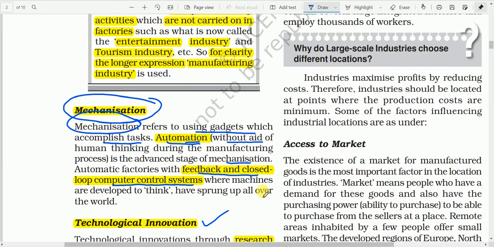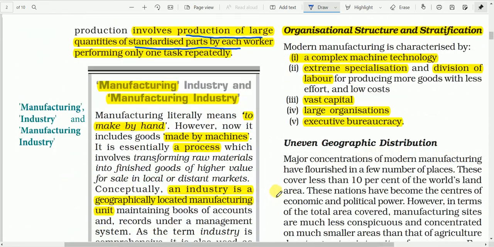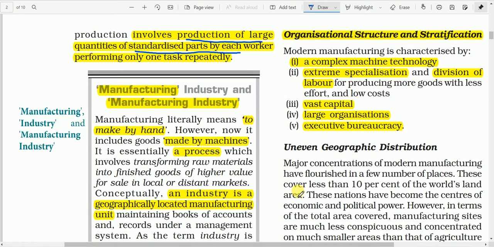Okay. And next we have the last but not the least important characteristic, the organizational structure and stratification.